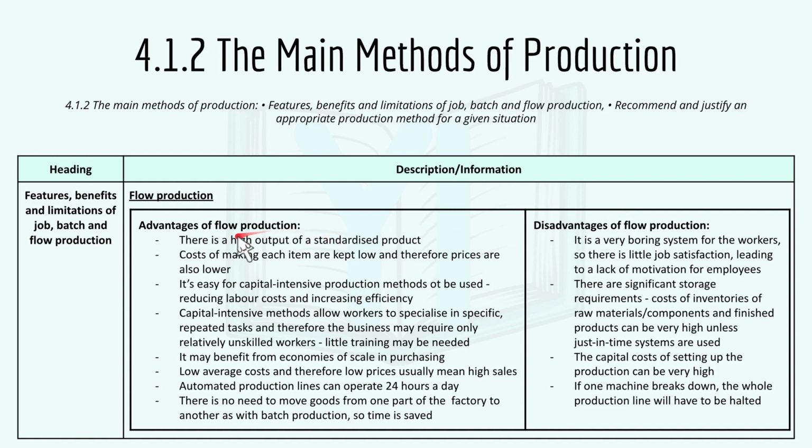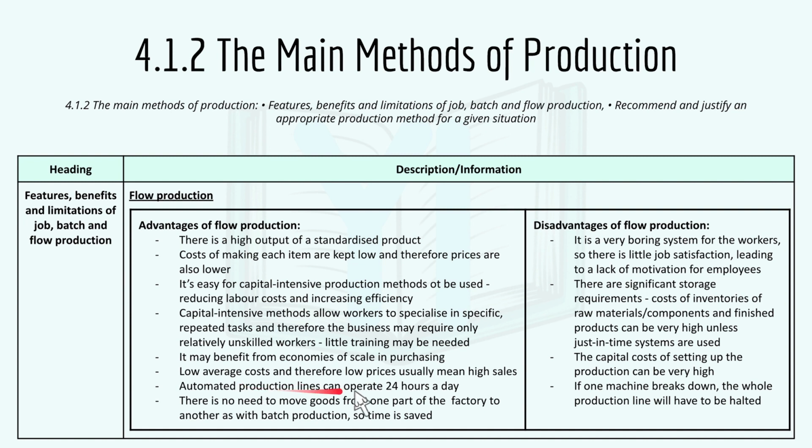Advantages include there's a high output of a standardized product. The costs of making each item are kept low and therefore prices are also lower. It's easy for capital-intensive production methods to be used. Capital-intensive methods allow workers to specialize in specific repeated tasks, and therefore the business may require only relatively unskilled workers. And it may benefit from economies of scale in purchasing. Lower average costs and therefore low prices usually means high sales.